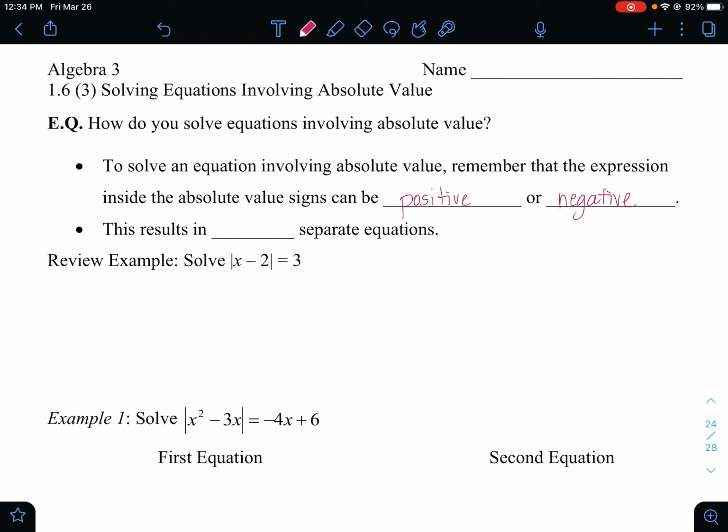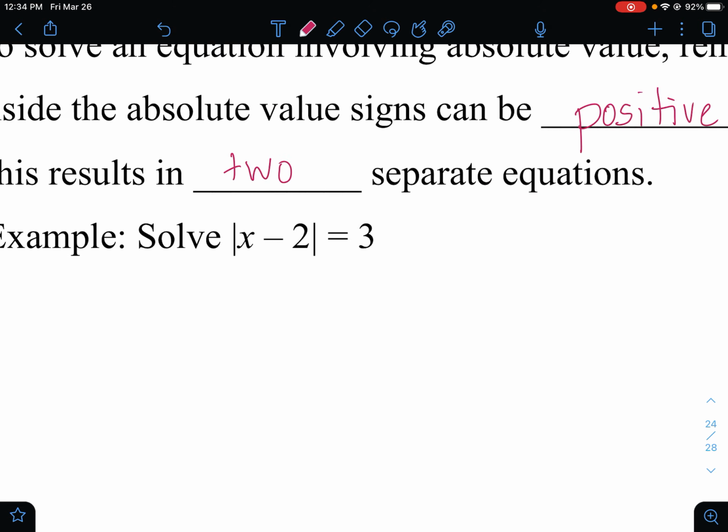So because of that, that means we actually will have to create two separate equations. All right, so this review example is something you guys have done before in Algebra 1. So we have to create two cases or two equations. The first equation is exactly the same, except we don't have our absolute value bars. The second equation, again, does not have absolute value bars, but we set what it's equal to the opposite of it. So since it was a positive 3, it now becomes a negative 3.